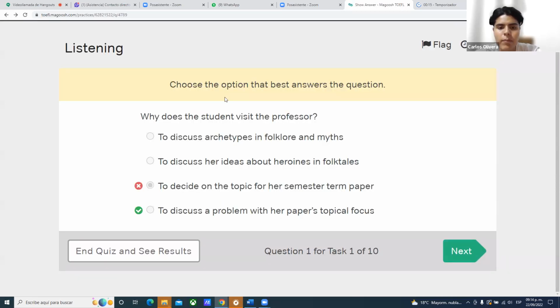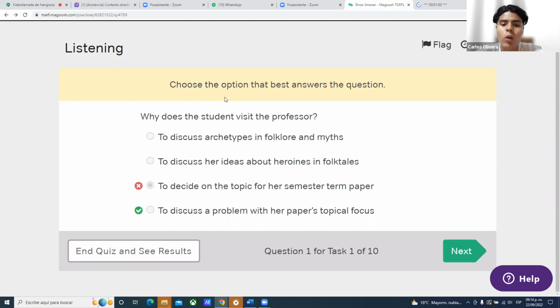So why does a student visit the professor? To discuss a problem with her paper's topic of focus, all right? Now, of course, if you think about it, yes, certainly this is the correct answer because when she goes to talk with the professor, her topic for the paper is already decided, right? What the professor questions and basically complains about is that she didn't fulfill the topic or the thing that she had been assigned to, right?